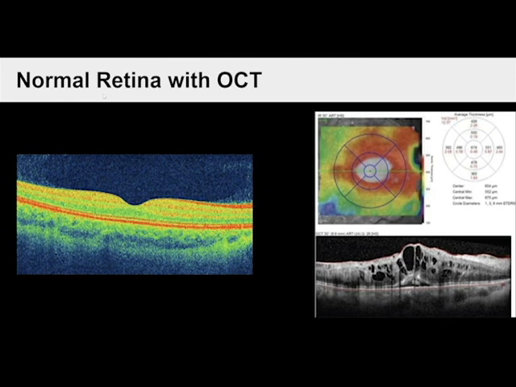Here we can see a normal retinal scan with OCT, with the nerve fiber layer being the red lines and the inner and outer plexiform layers of the eye showing up as green and yellow. Retinal thickness is so important because it can be used to monitor the disease process and treatment response.